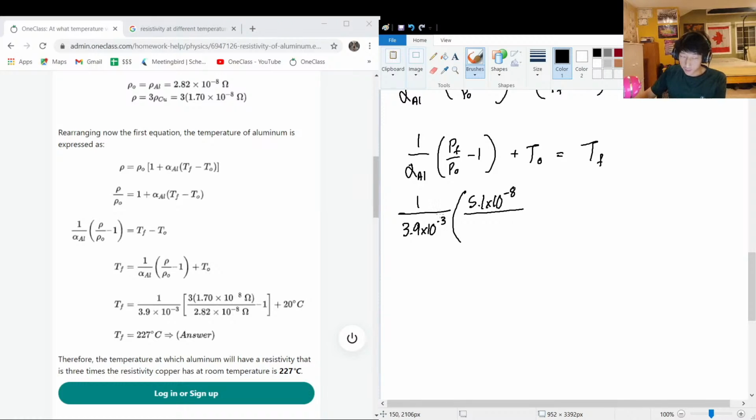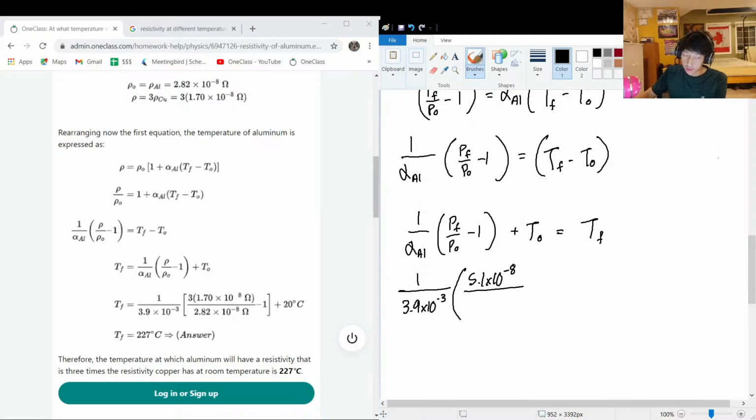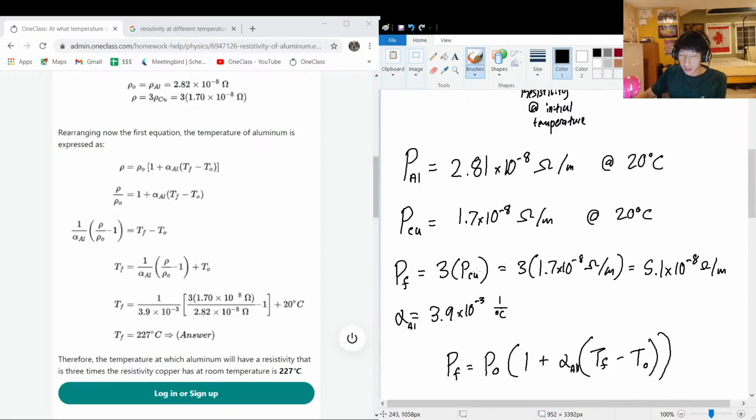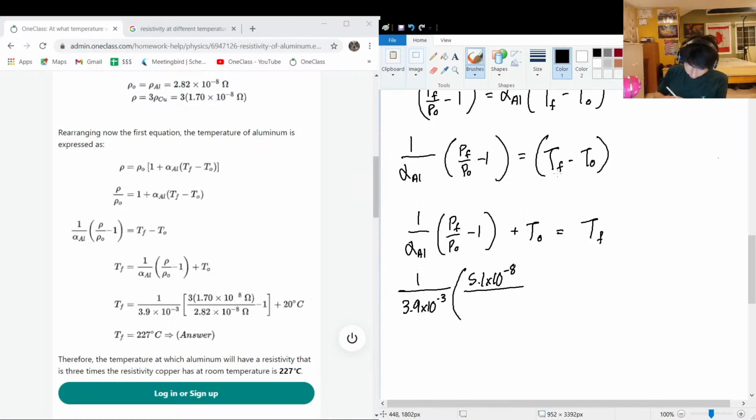I guess the units don't matter because we're just dividing by something else that has the same units. Our P aluminum number, why did I write 0.81? It should be 0.82, whoops. Okay, so it's 2.82 times 10 to the negative 8, and this is subtract 1. And then we're going to add 20 Celsius to this whole thing, and this will be our final temperature.